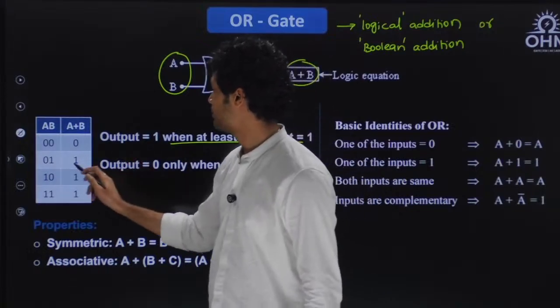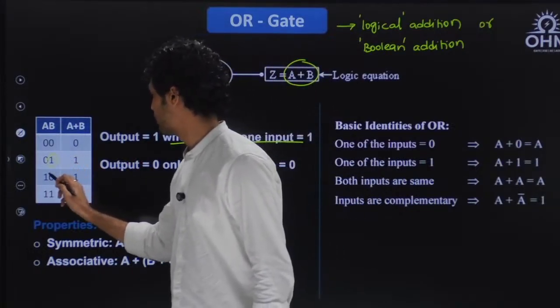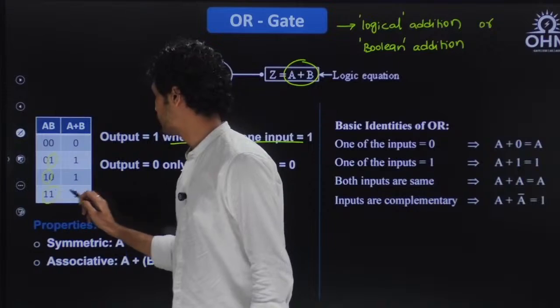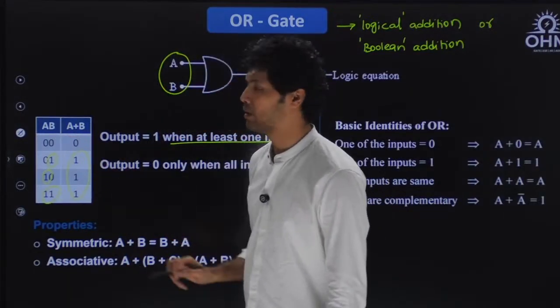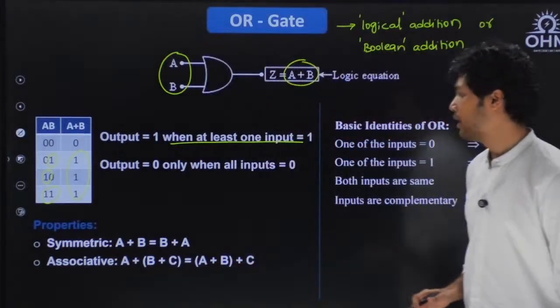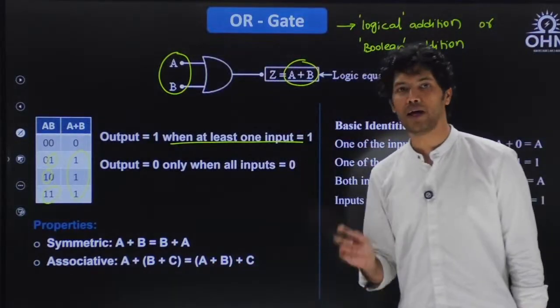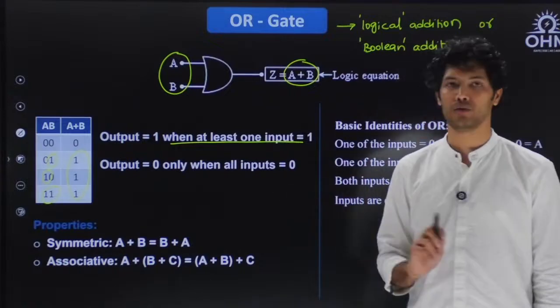Here you can observe that even if one of the input is 1, output became equal to 1. And only when all inputs are 0, output became equal to 0. Okay. And coming to the properties, OR gate satisfies both symmetric as well as associative properties.